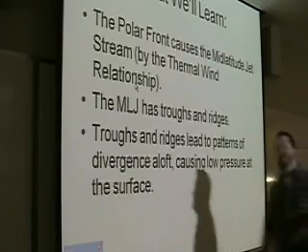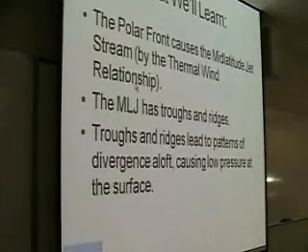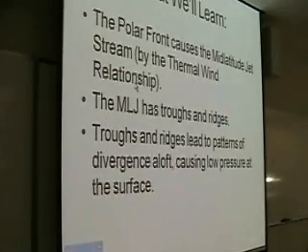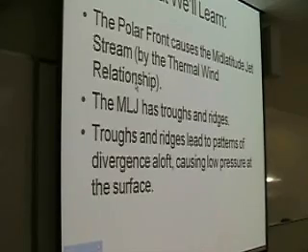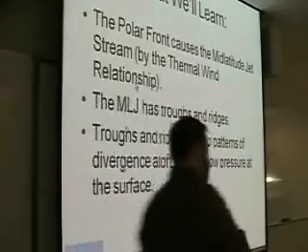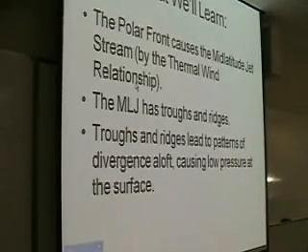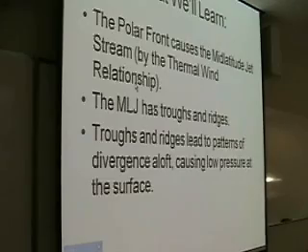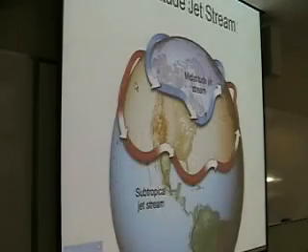The jet stream is going to have these troughs and ridges. And those troughs and ridges are going to lead to patterns of divergence aloft. And the divergence aloft is going to cause the cyclone. Remembering that the whole reason we're doing this is we're trying to explain why the cyclones are there. So this is what this PowerPoint is about. It's about explaining how we get these cyclones through this three-step process.